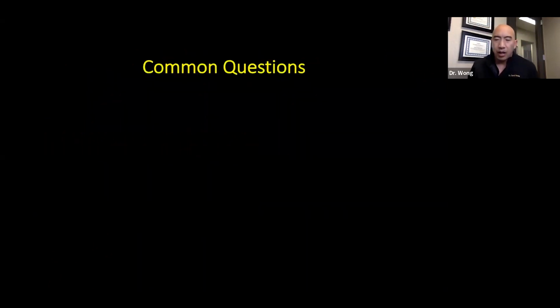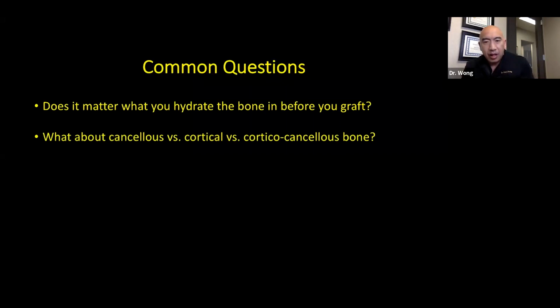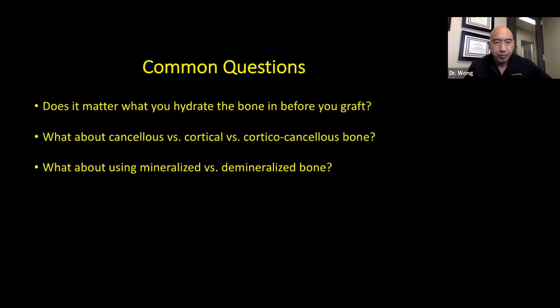So a common question I get is, does it matter what you hydrate the bone in before you graft? It doesn't really matter, but I would highly recommend sterile saline or sterile water. For basic socket grafts, honestly, I told you mineralized cortical bone because it's the least expensive and it's got good packing ability. Cancellous or cortical cancellous would work too. You're going to spend a little bit more money on the grafting materials, but all three of these would work for the basic socket graft.